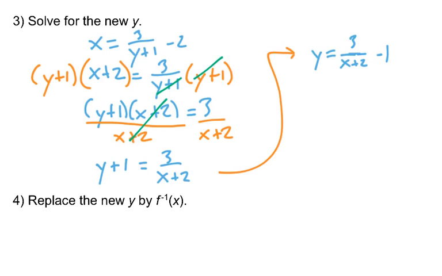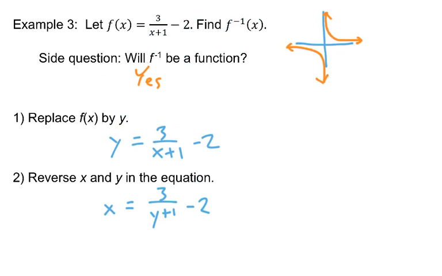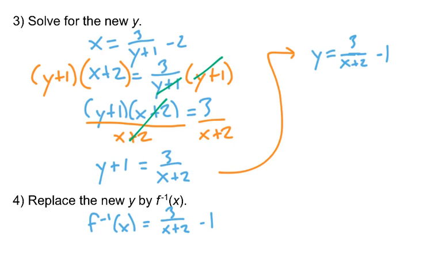And finally, last but not least, replace the y by f inverse of x. And so even though this has become a good deal more complicated, the process is the same. Let's look back and remind ourselves of the original function. F of x equals 3 over x plus 1 minus 2. And the inverse is given by f inverse of x is 3 over x plus 2 minus 1.